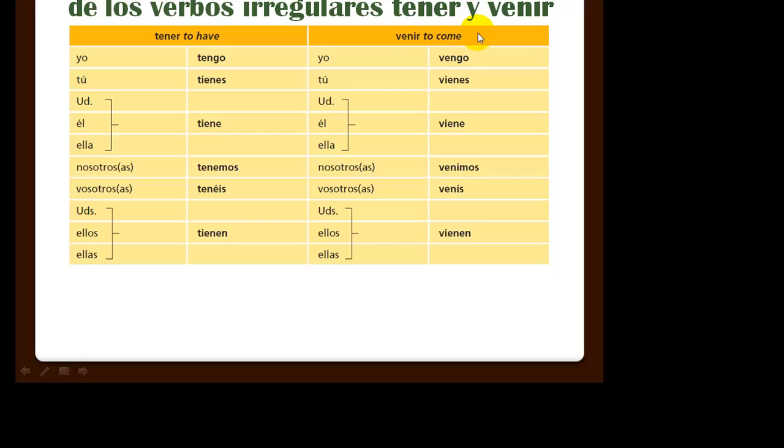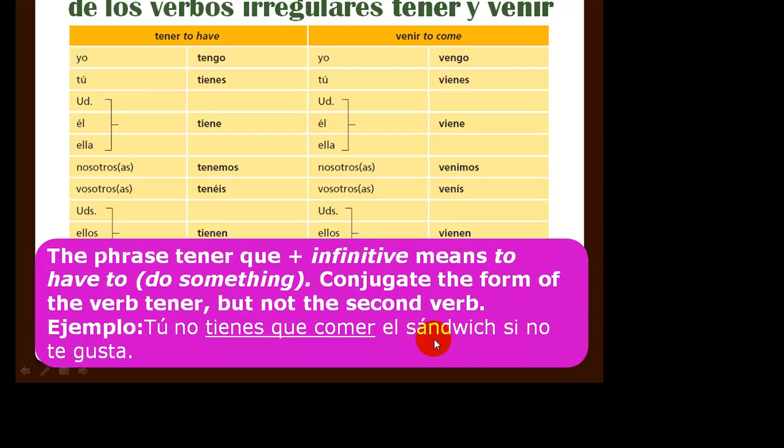Venir, so same thing. They should look pretty similar. Yo vengo, tú vienes, usted, él, ella viene, nosotros venimos, ustedes, ellos, ellas vienen. Okay, so they should look like the exact same verb that we just saw on the other side, except it starts with a V. The only difference really is on this nosotros, this ends with EMOS because it's an ER verb, and this ends with IMOS because it's an IR verb. So whatever you need to do to make connections, to recall, to remember.